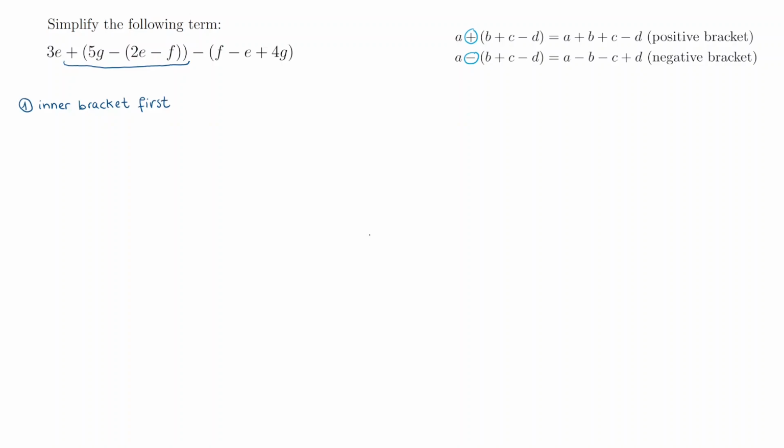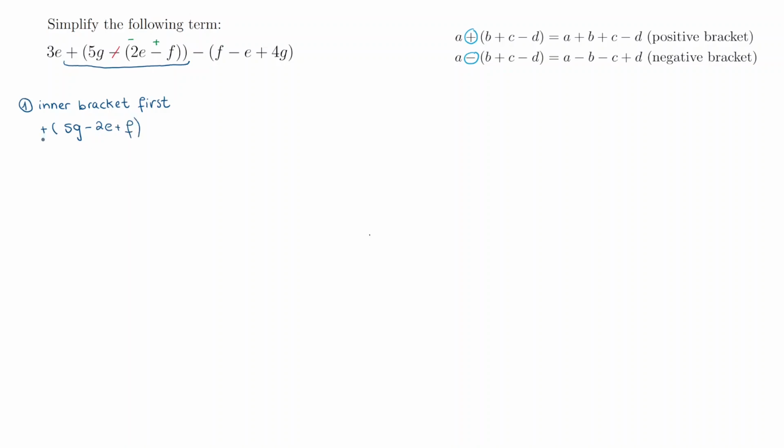So what does that mean? We just copy our outer bracket like this, and then here comes our inner bracket, and we see we have a negative sign in front of the bracket. So as you know, we use this rule here. We throw away the sign and the bracket and just flip all the other signs inside. So here this plus sign becomes a minus sign and this minus sign becomes a plus sign. So we write this here. We get minus 2e plus f.